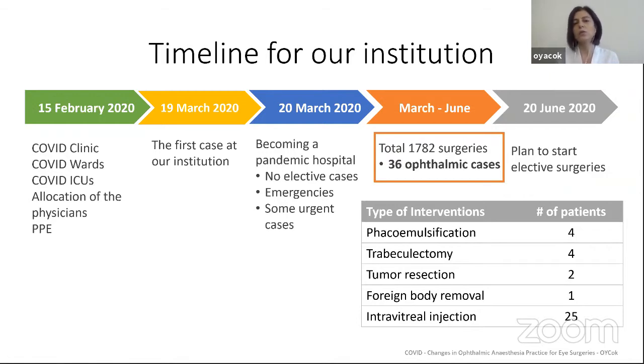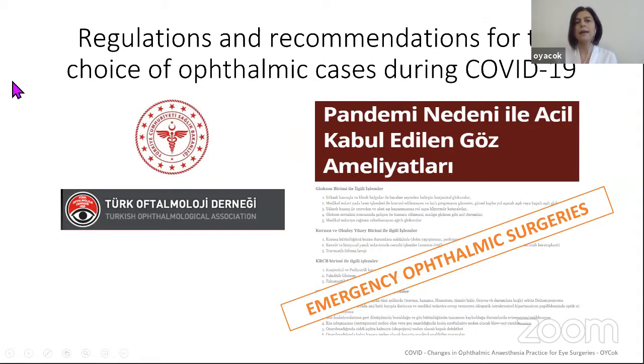Then we started to plan elective surgeries, with a stabilization period following afterwards. But I want to mention how we selected our patients as emergencies. We did it according to some regulations and recommendations. Our institutional policy was to follow the Turkish Ophthalmological Association's guidelines and recommendations in concordance with the Turkish Republic Ministry of Health. Here we had a guideline like this in our country.